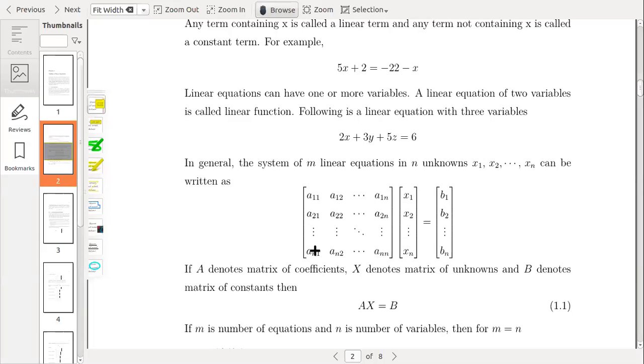Okay, so that's why we need to convert a system of linear equations into the form of matrices.